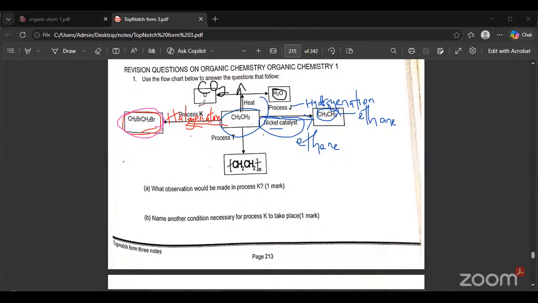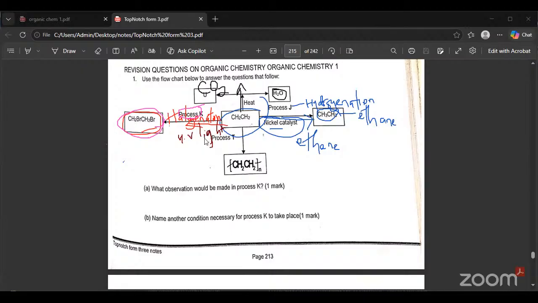Now, what is the condition for this process? What is the condition for halogenation? Na tulikuwa tumeona, si tulisema huko. What is the condition for halogenation? UV light. Yes, so tunaandika tu hapa. So you should know UV light. Iko sawa. Is the condition. Now, process number 2.